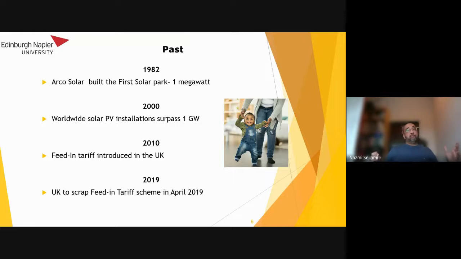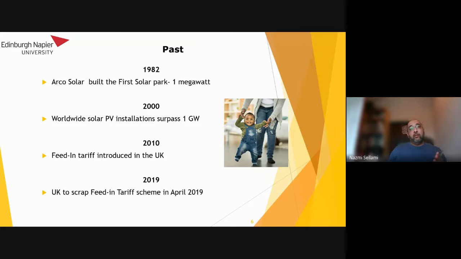So since then, solar photovoltaics started evolving. I'm going to focus on the PV here, the electricity generation from solar. We had the first commercial solar farm with 1 megawatt peak in 1982. Since then it kept evolving until we reached 1 gigawatt peak of installed capacity in 2000.